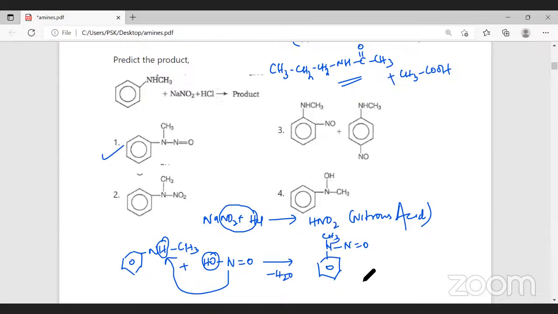So this is a secondary amine. The secondary amine reacts with nitrous acid to form a yellow oily layer of nitroso compound. This is a nitroso compound. This NO is called the nitroso group. So therefore, the answer for this question is option 1.